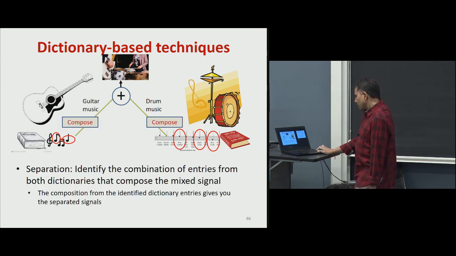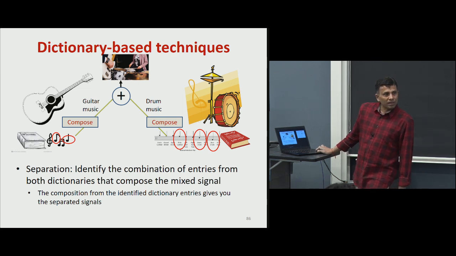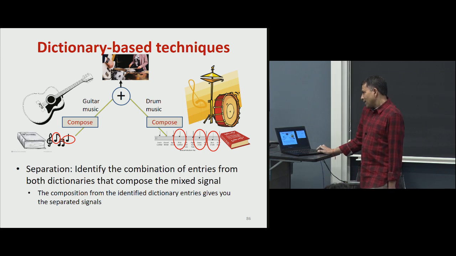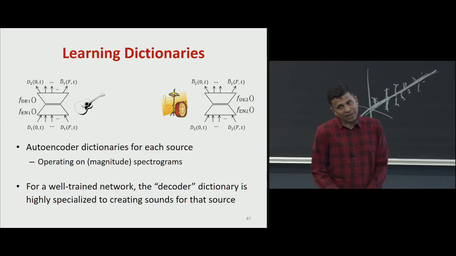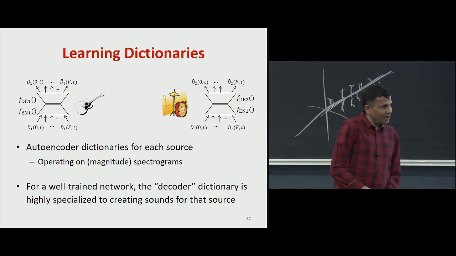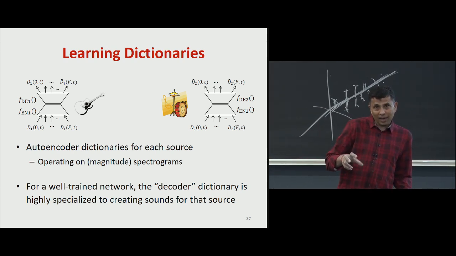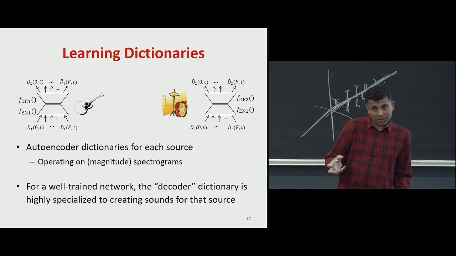So basically the problem is to identify the combination of entries from both dictionaries that compose the mixed signal. This we can do with our neural networks. I can actually train an autoencoder for my guitar. And now the decoder for the guitar can only generate guitar sounds.